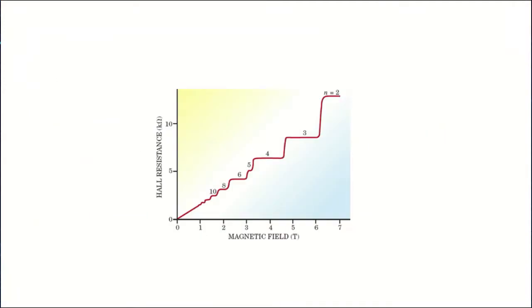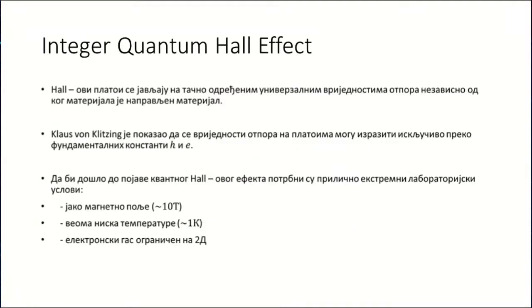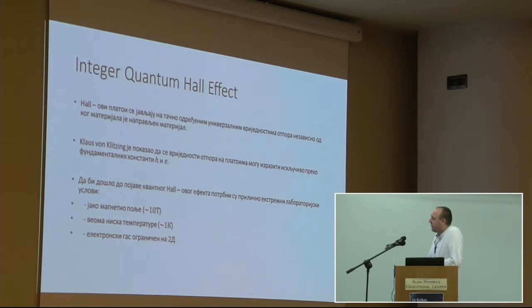I'm sorry, this is in Serbian. I saw that Klaus von Klitzing was awarded the Nobel Prize for the discovery of the quantum Hall effect. I think the birthday of the quantum Hall effect in the laboratory is February the 5th, 1980.